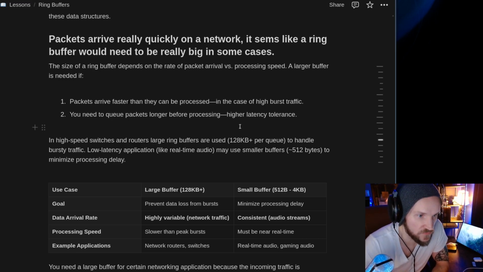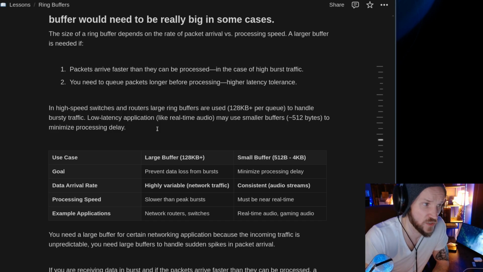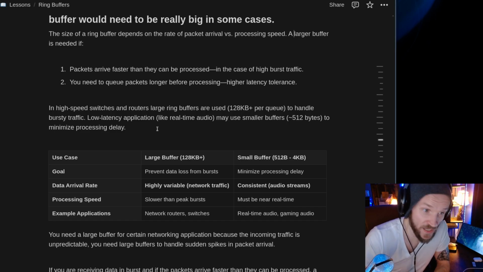more tolerance for latency. As you'll see here, these things are not big. Things traveling across the network are in very small sizes. In high-speed switches and routers, large ring buffers are used, but we're still only talking about like 128 kilobytes, and maybe some more, to handle this bursty traffic, right? Now, for low latency applications like real-time audio, like I said, if you want faster processing, you use smaller buffers, and we're only talking about like 512 bytes to minimize processing delay, okay?